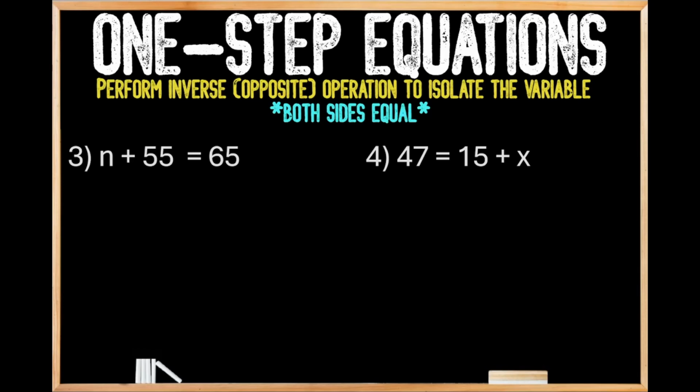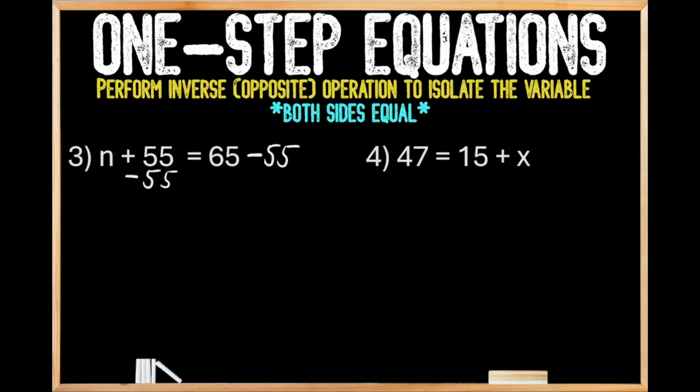So for question number 3, we're being asked to calculate the value of n. So the first thing we need to do is isolate the variable by undoing anything that's being done to the variable. And to do this, we're going to perform the opposite operation. So here we have plus 55 that's being done to n. So to undo this, we're going to subtract 55, and then we're going to make sure that we do the same thing to our right side as well. So we're going to take away 55 from both sides of our equation to make sure that it's balanced.